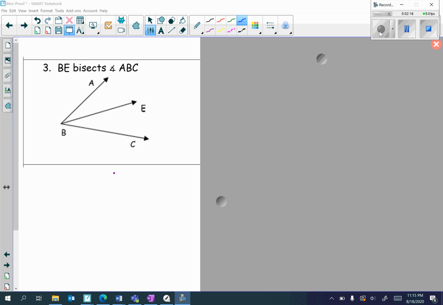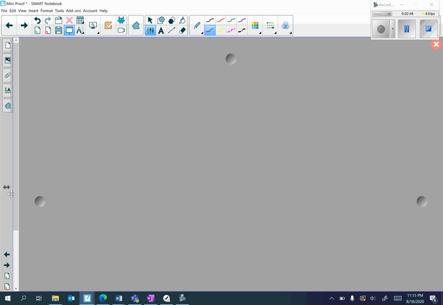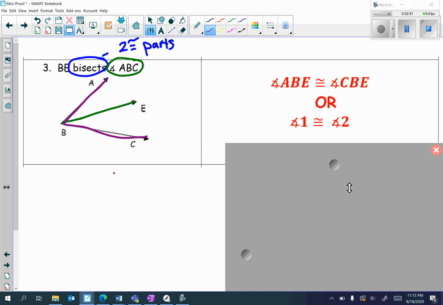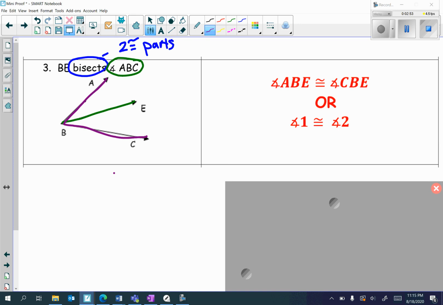Let's look at number 3. BE bisects angle ABC. So again, I see the word bisects. I'm going to circle the keyword, write the definition, two congruent parts. And in this case, I'm bisecting an angle. So again, BE here is cutting the big angle ABC into two congruent parts. So my conclusion is ABE, which is this angle, is congruent to CBE.